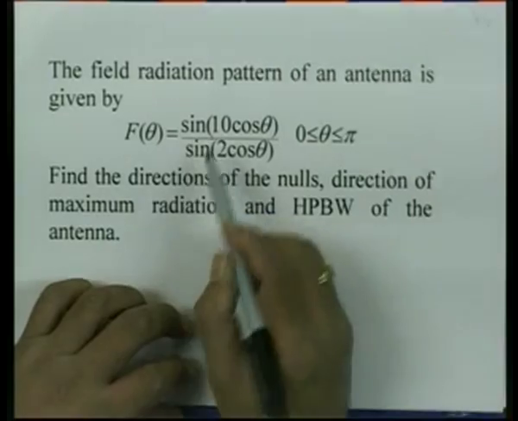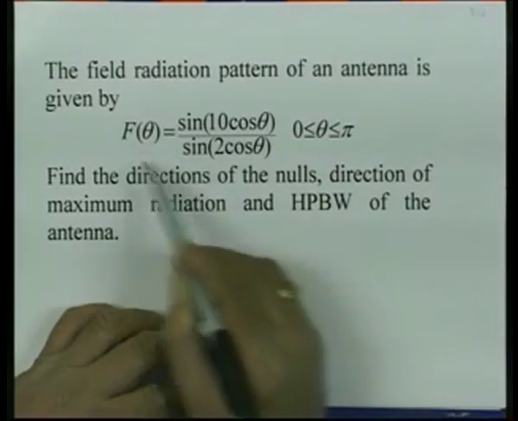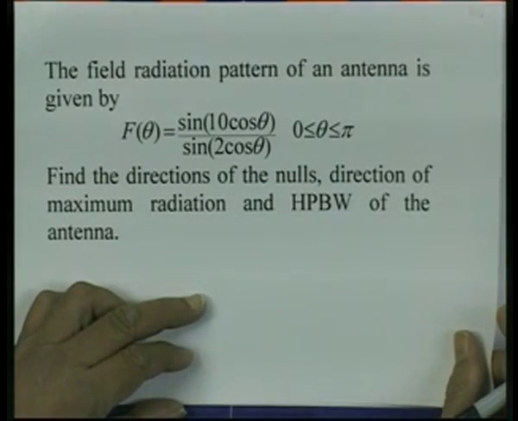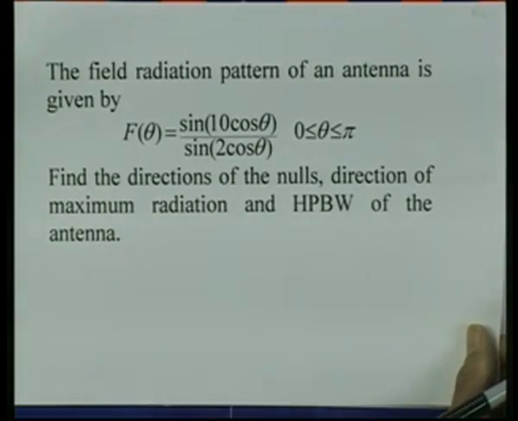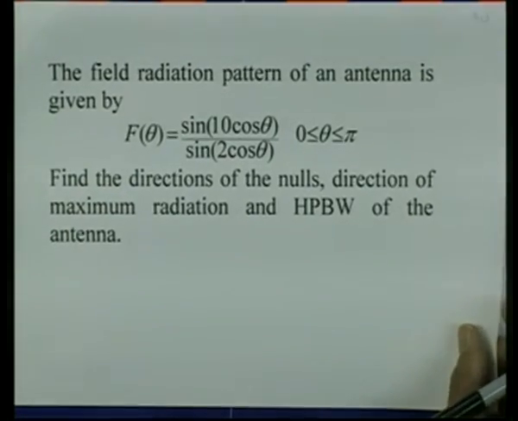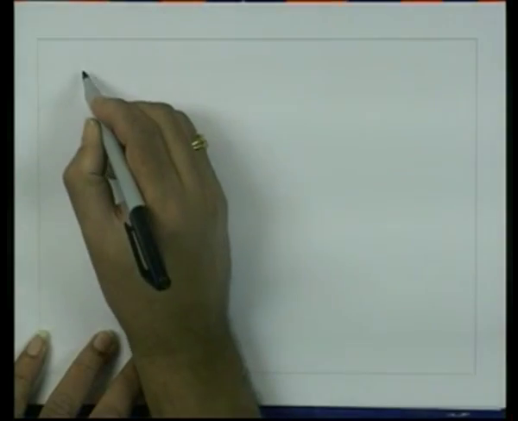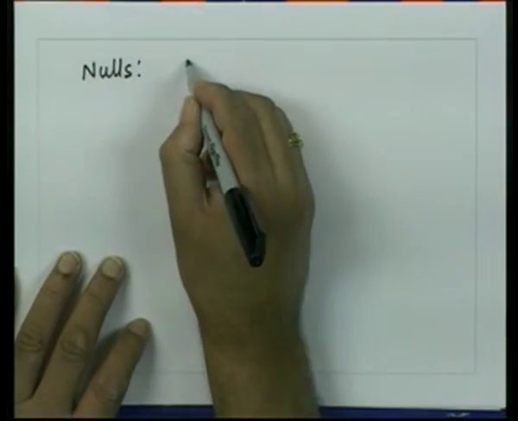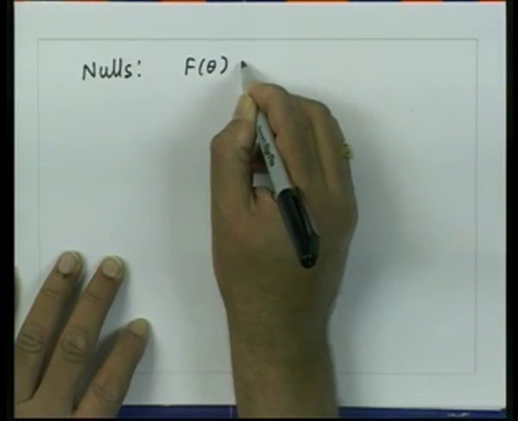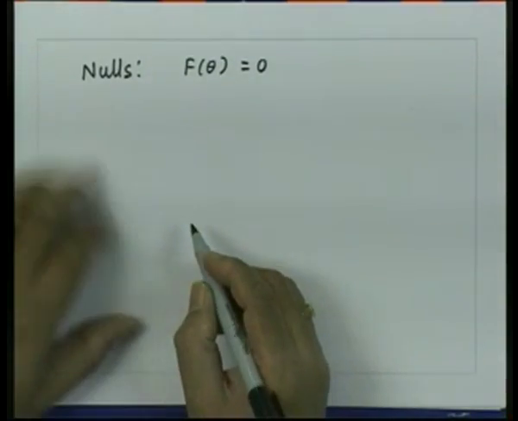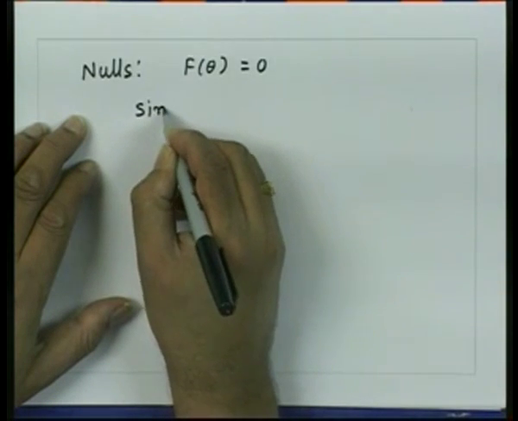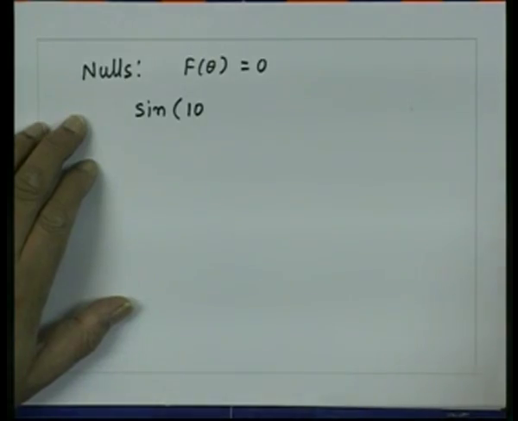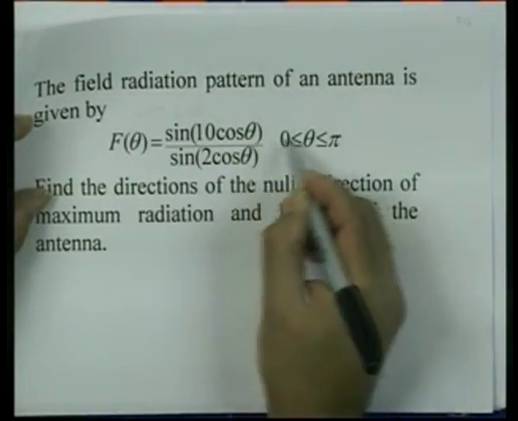Now, as we know, the nulls correspond to f theta equal to 0. So if I take this function and equate that to 0, we will get the directions theta for which the field will go to 0. So the nulls of this antenna would correspond to f theta equal to 0, that is sine of pi cos theta should be equal to 0.